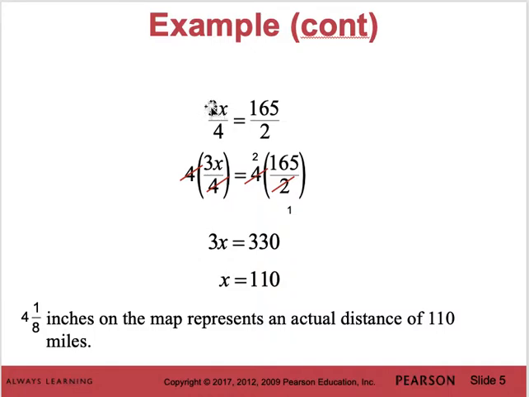After multiplying, we get 3x over 4 equals 165 over 2. We can simplify that even further. Multiply by 4, we get 3x equals 330. And then we can divide both sides by 3 to solve for x. So our actual distance, if we are measuring 4 1/8 inches on a map, would be 110 miles.